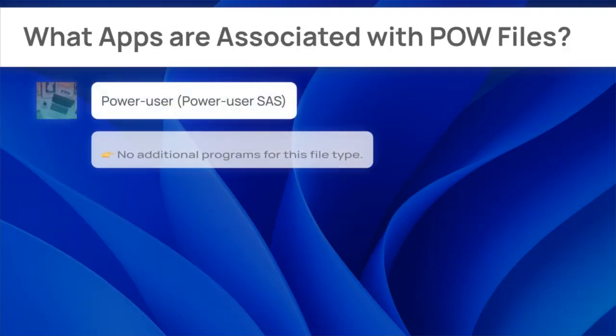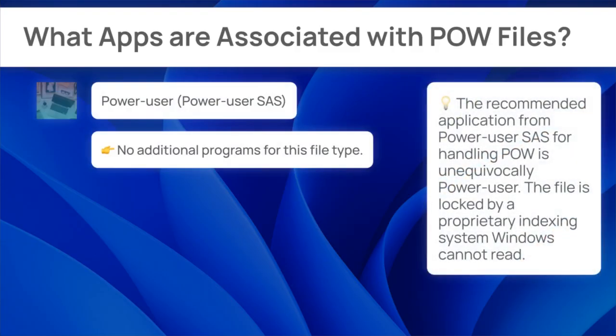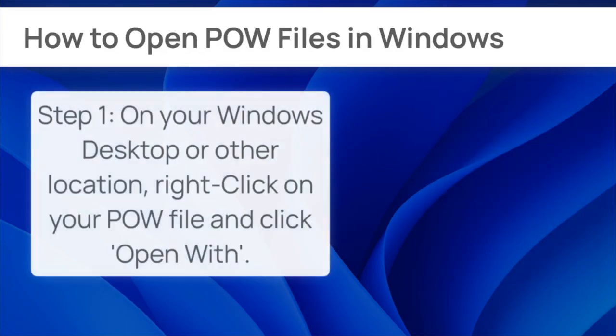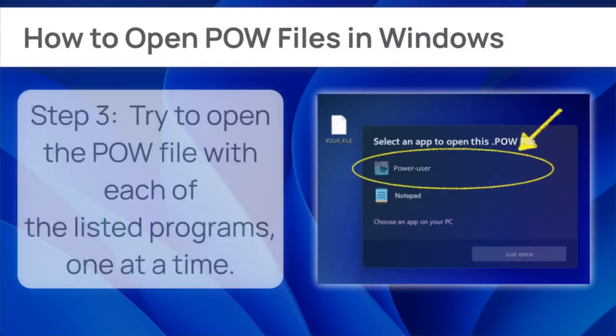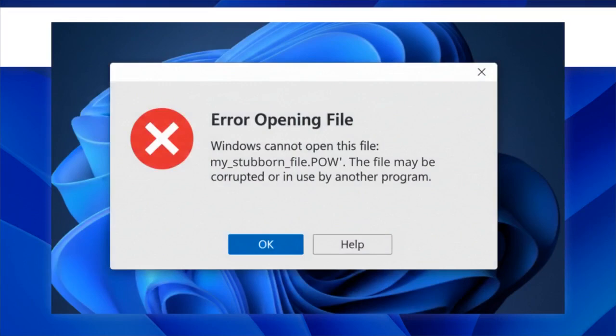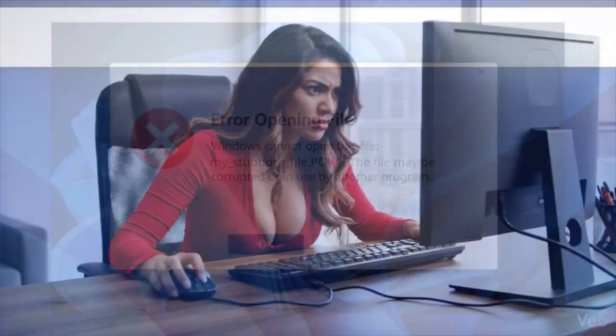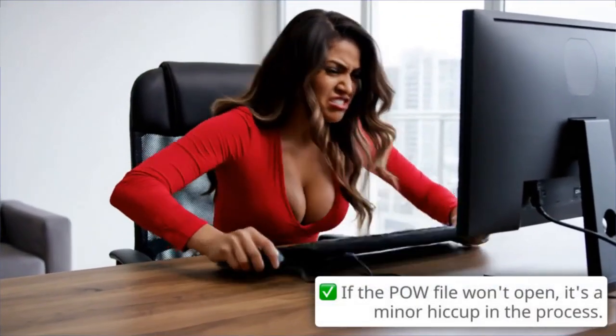The most widely recognized opener for POW is unequivocally Power User from Power User SAS. The file is locked by a proprietary indexing system Windows cannot read. Windows gives no meaningful preview, so safe use depends on the program designed to load it. To guarantee the file opens, right-click your POW file and select Open With. Check for Power User first. If it is absent, select another program. A systematic check of installed tools is vital. If the POW file is still giving you trouble, relax. Dealing with a truly persistent POW file, let's execute these quick diagnostic tests on the most likely points of failure.